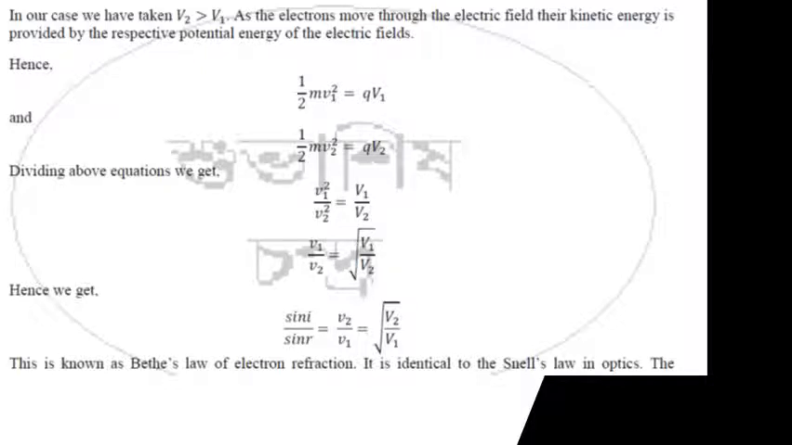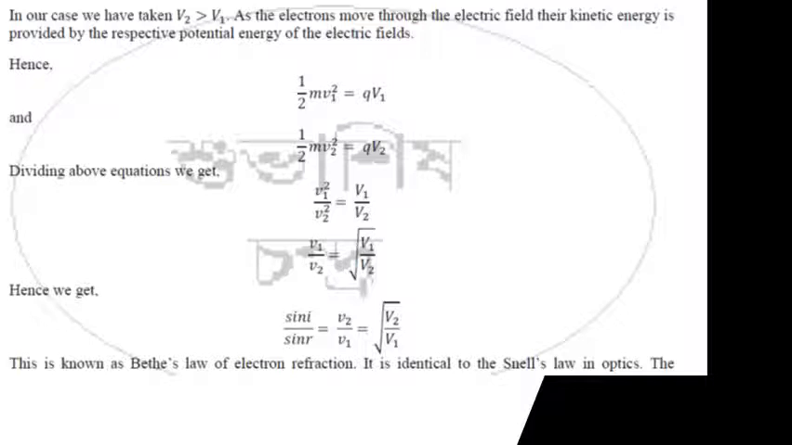In our case, V2 is greater than V1. As the electron moves in the electric field, its kinetic energy is provided by potential energy, so half m v1 square should be equal to q V1, and half m v2 square should be equal to q V2. Dividing these equations, you get v1 square upon v2 square equal to V1 by V2, or v1 upon v2 should be equal to under root of V1 by V2.